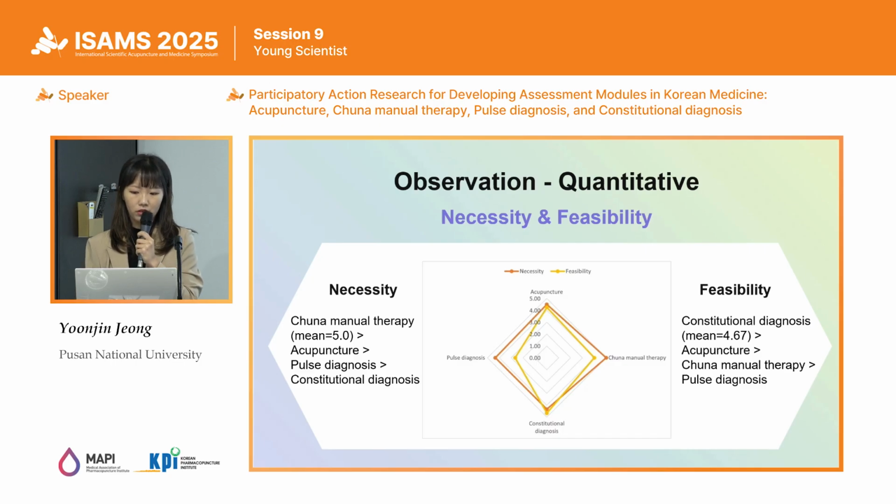Next, we evaluated the necessity and feasibility of each assessment module. Regarding the necessity, tuna manual therapy ranked the highest. And for feasibility, constitutional diagnosis received the highest score.